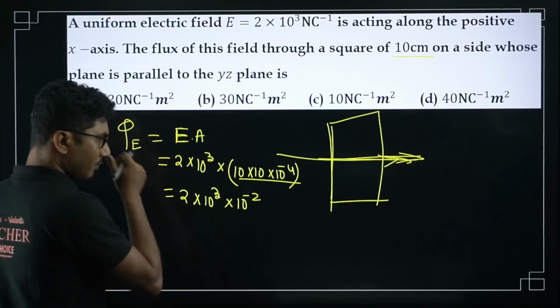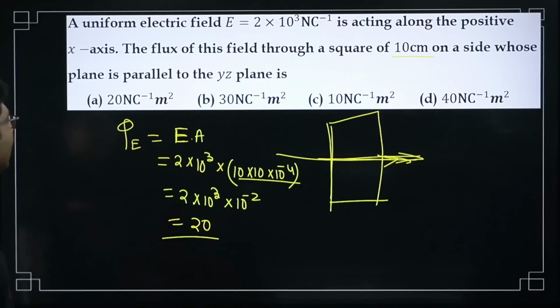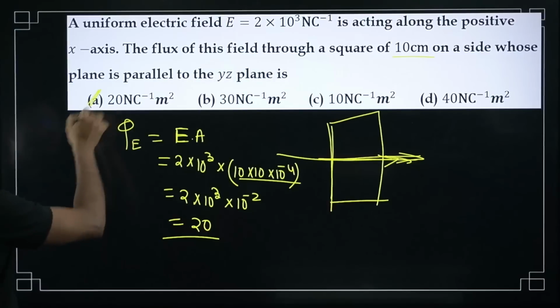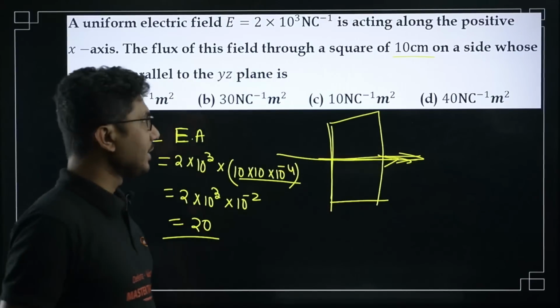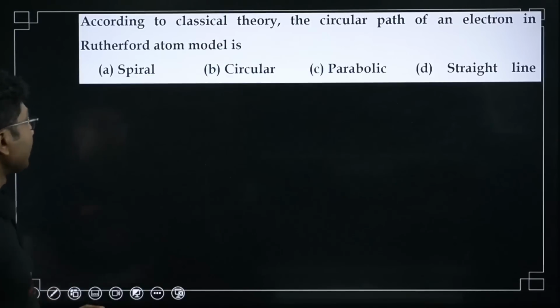This is 10 to the power of minus 2, so it will be 20. Okay, so 20 Newton per Coulomb meter square. So this is the answer. Okay, option A is the answer for this question.